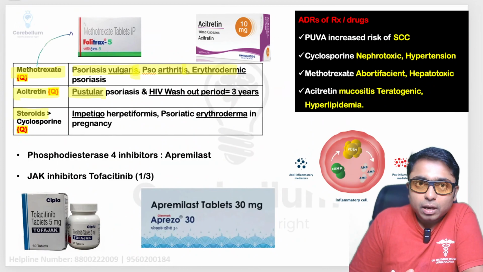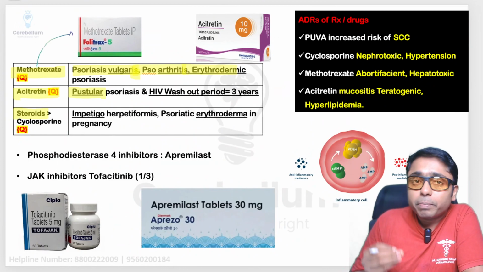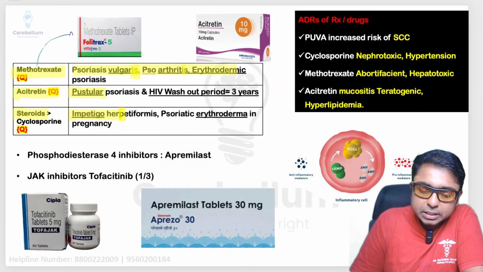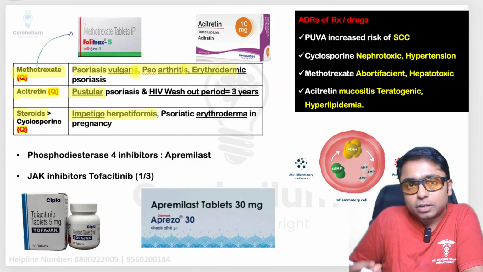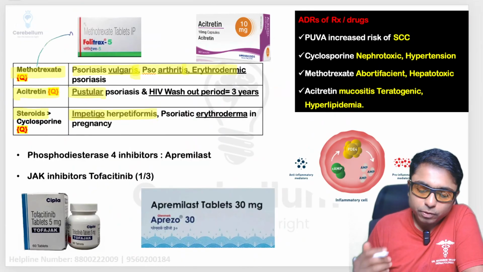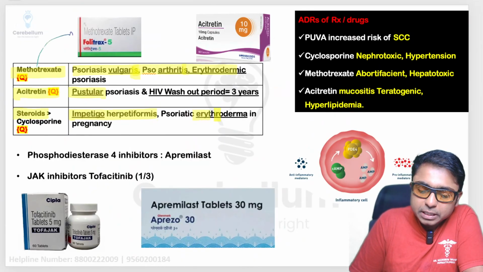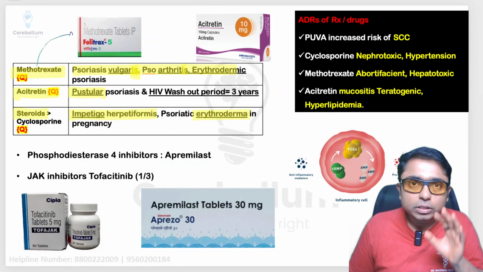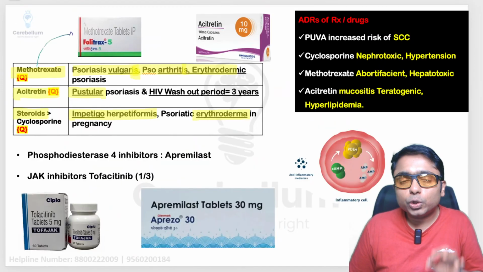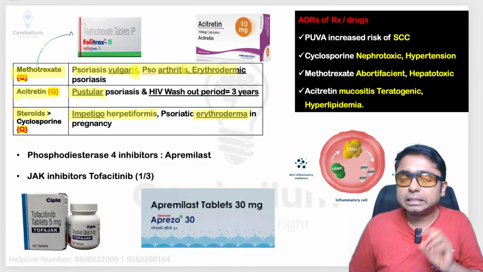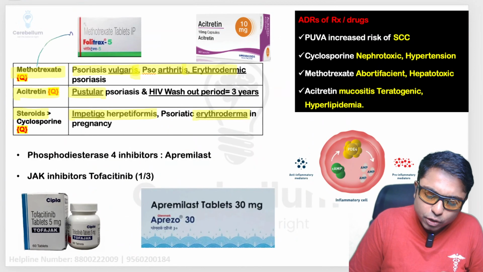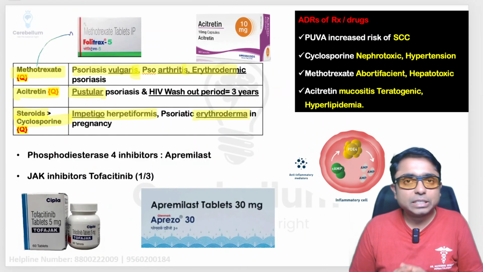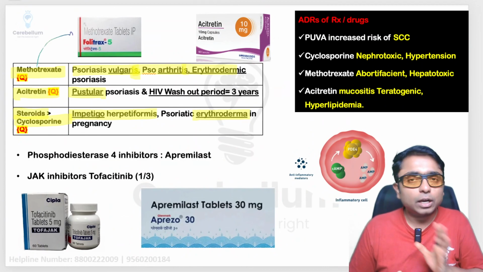But if a pregnant patient presents with pustular psoriasis, pustular psoriasis in pregnancy is called impetigo herpetiformis. Or if a pregnant woman presents with erythroderma, we cannot use methotrexate and acitretin because they are teratogenic. In that case, we utilize steroids as the drug of choice. But if steroids are also contraindicated, then we can use cyclosporine, which is a calcineurin inhibitor, as a second line drug of choice.